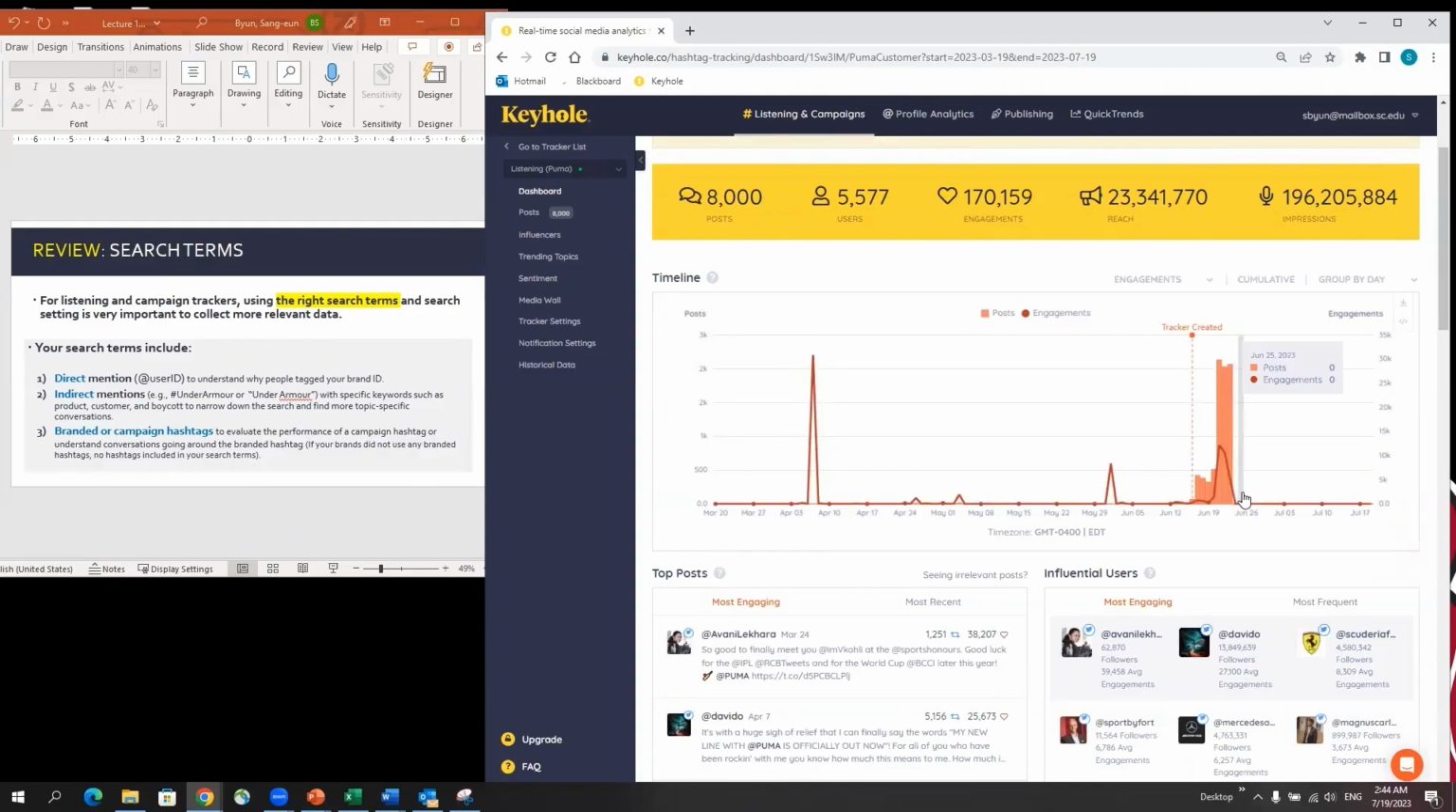And then you will also see that there are suddenly no mentions at all. This is because your tracker reached the volume limit. It's not because there are no people mentioning your brand name.